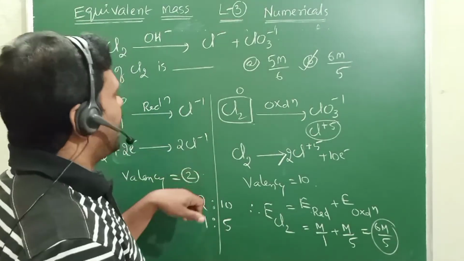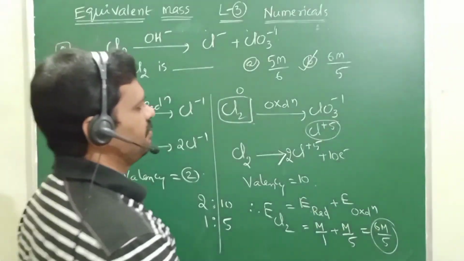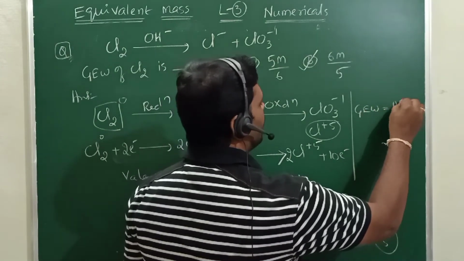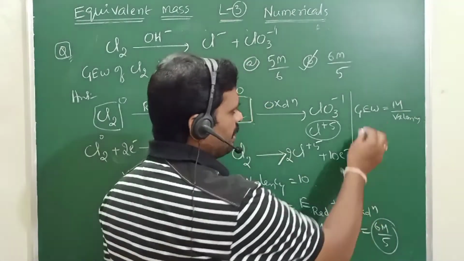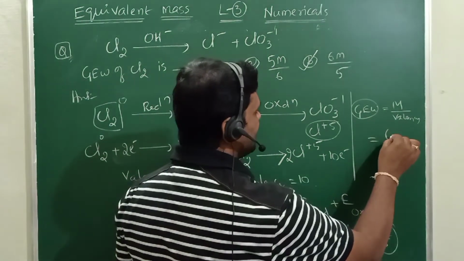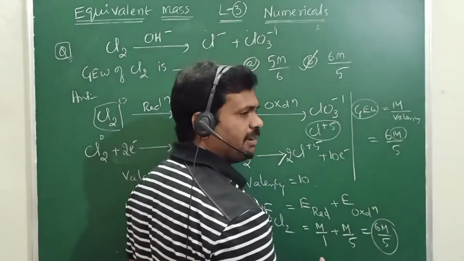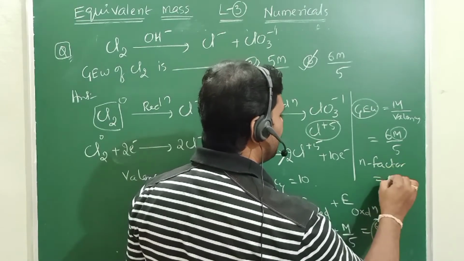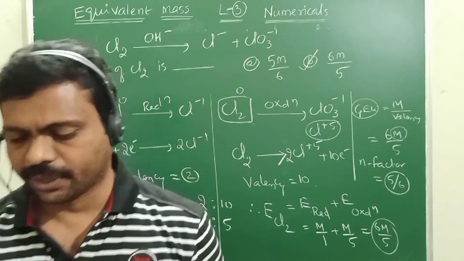Now they may ask, in this reaction, what is the N factor of the chlorine? If we take gram equivalent mass is equal to molar mass divided by valency, that valency is only the N factor. But we got the gram equivalent weight as 6M divided by 5. So molar mass divided by valency, so the N factor is equal to 5 by 6 for this example.